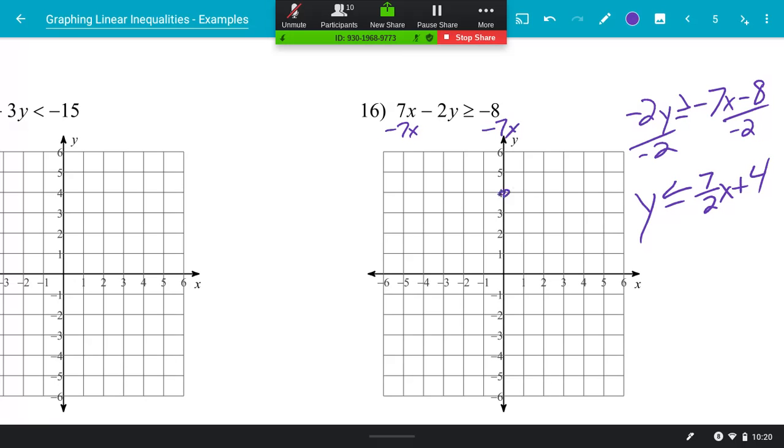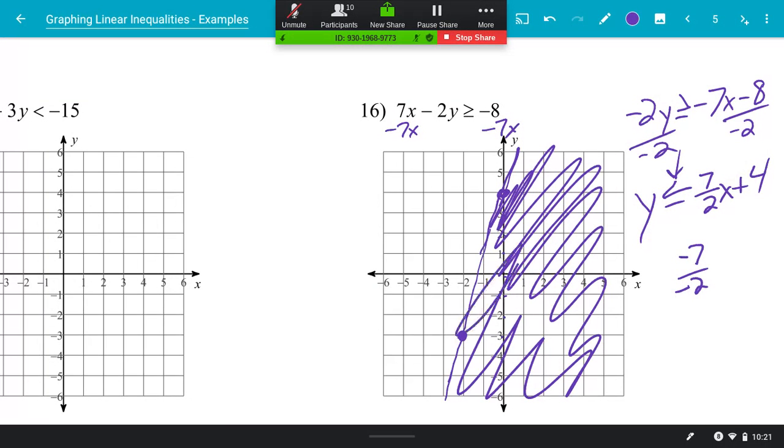Y-intercept? 4. Up 7. Oops, that goes off the graph. So I could also go down 7 and left 2, right? So down 7. 1, 2, 3, 4, 5, 6, 7, and left 2. Dotted or solid? It's or equal to, so it's solid. And then I finish with reading the sign. My new sign says less than. So I shade below. Excellent.